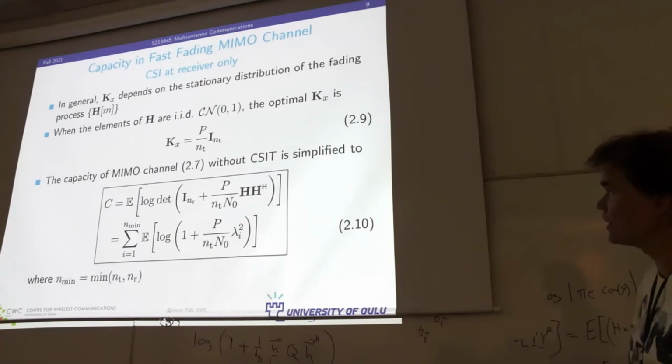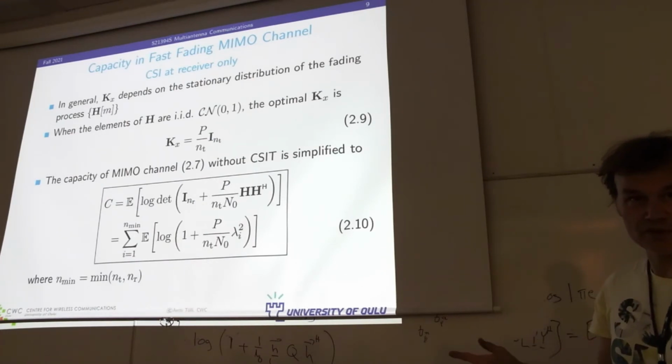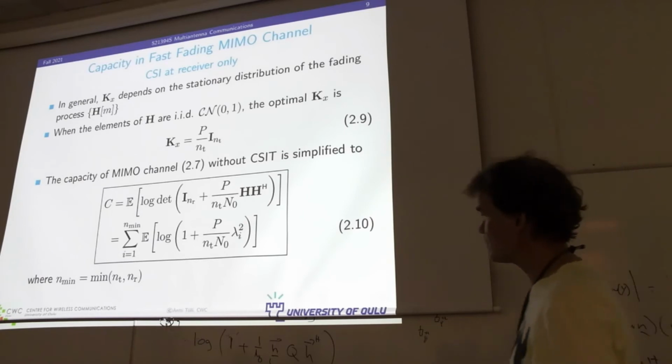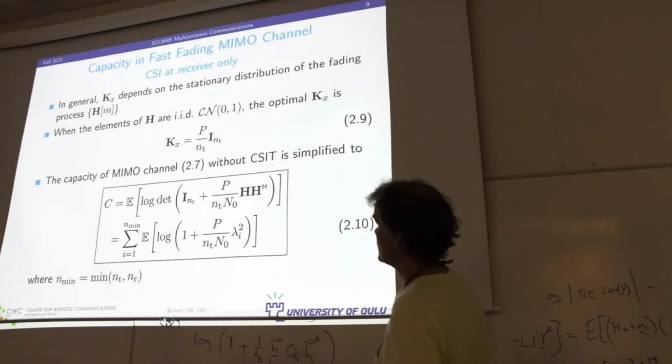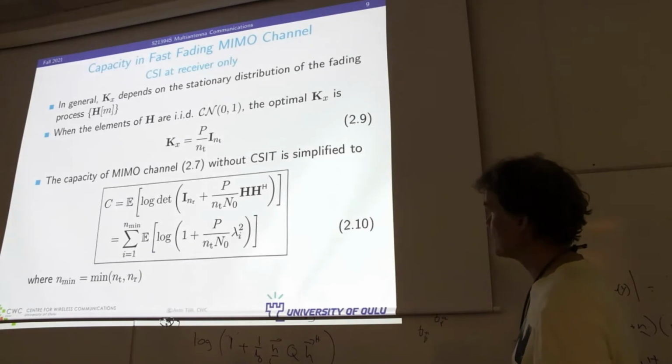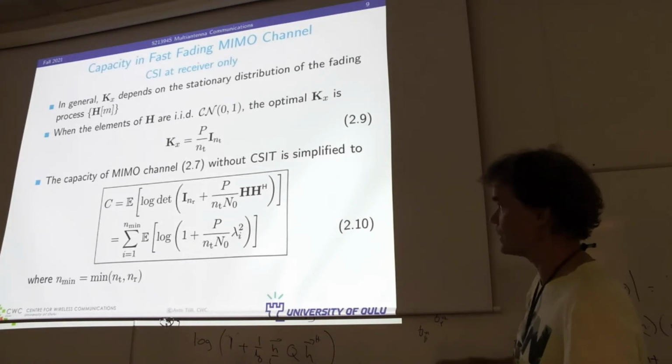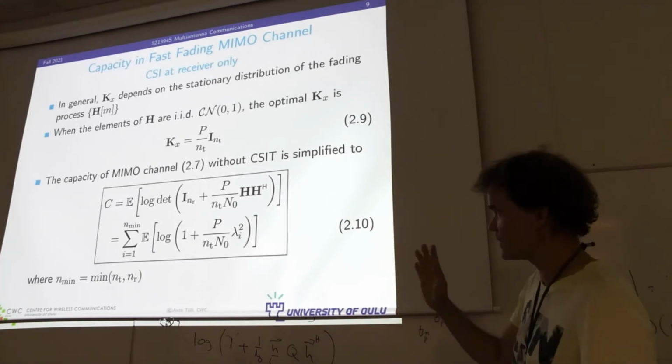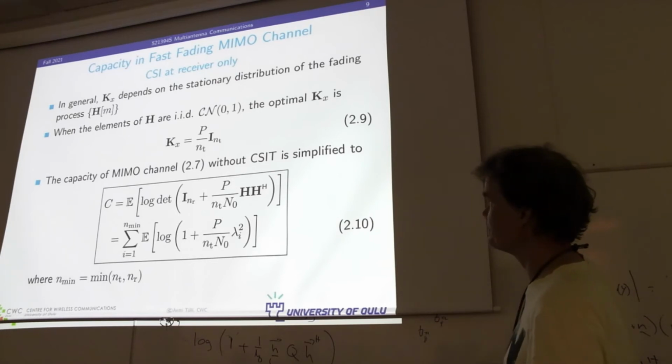The power loading is more complicated. It's not water filling, but there's some theory that is beyond the scope of this course, or it's not so interesting. Or it is interesting, but fun. I don't have it here.